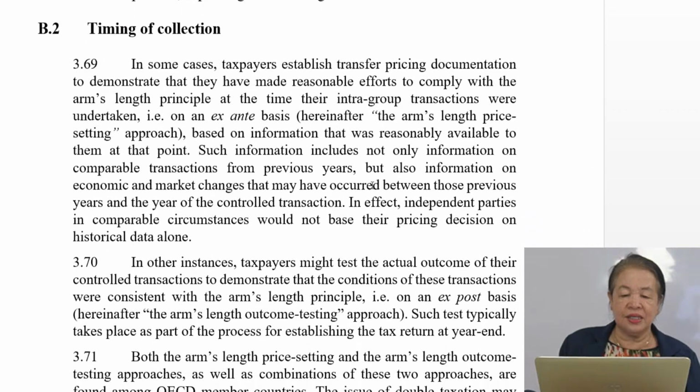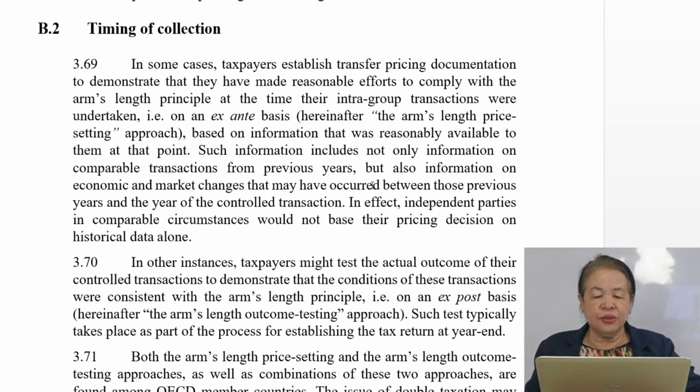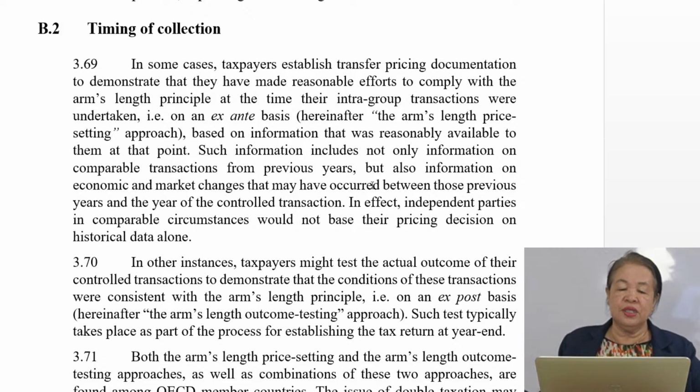Timing of collection. In some cases, taxpayers establish transfer pricing documentation to demonstrate that they have made reasonable efforts to comply with the arm's length principle at the time their intragroup transactions were undertaken, no? On an ex-ante basis, after the arm's length price setting approach, no? Ex-ante, before, based on information that was reasonably available to them at that point, no? Such information includes not only information on comparable transactions from previous years, but also information on economic and market changes that may have occurred between those previous years and the year of the controlled transaction. No? So in effect, independent parties in comparable circumstances would not base their pricing decision on historical data alone.